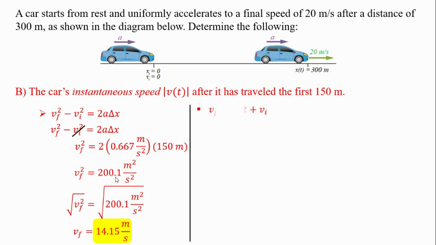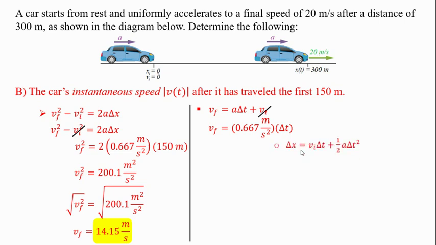All right, so here is the other way to do it. We also know from part A that final velocity can be calculated using a times delta t plus vi. In this particular instance, vi is 0, so we can leave vi out of the function. We know a, which is calculated in part A, which is 0.667. We don't know how much time it took to cover the first 150, but that's okay.